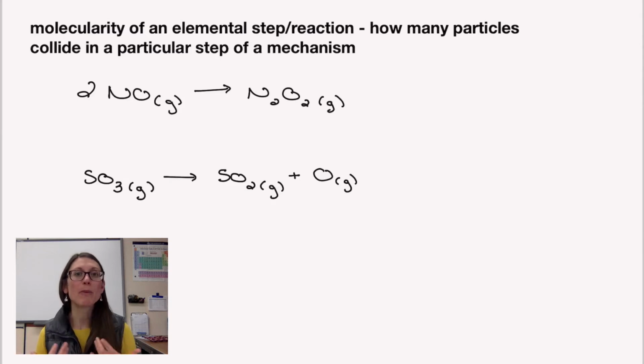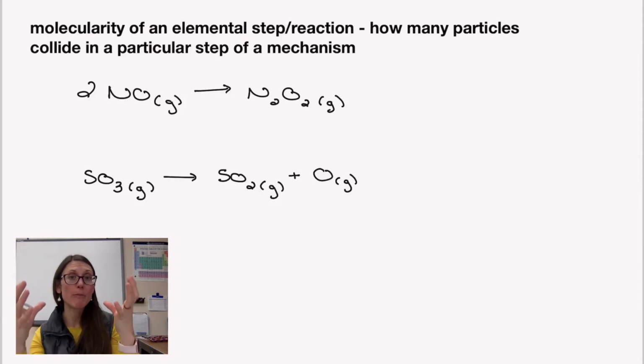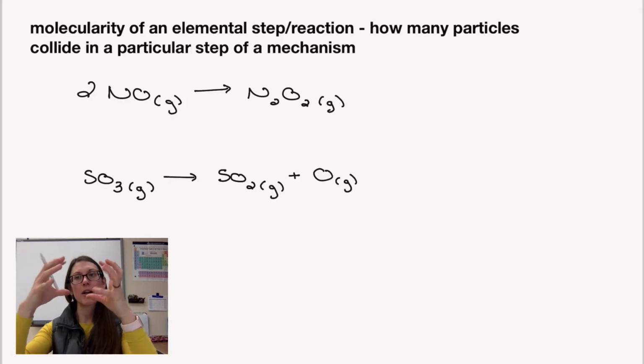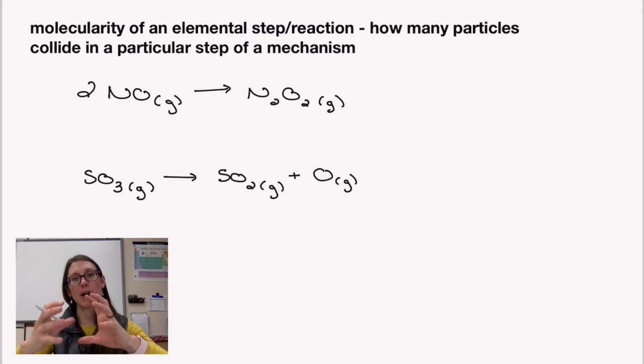When you talk about the molecularity of one of those steps, you're saying how many particles are actually involved in the collision. And when I say particle, that particle could be a single atom, it could be several atoms together, or it could be a really big molecule, but it's still one piece that is chemically bound together. So each chemical species, each particle, is its own thing.